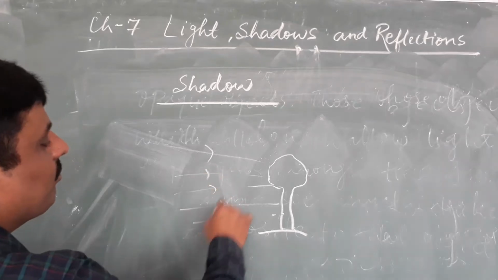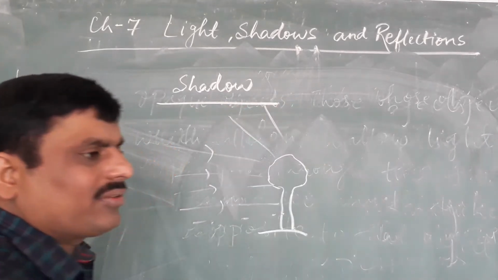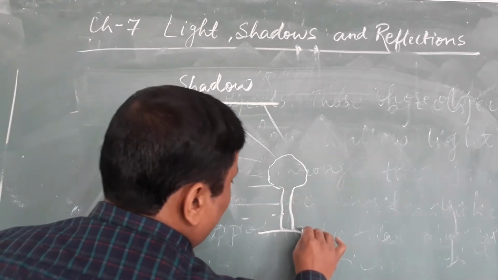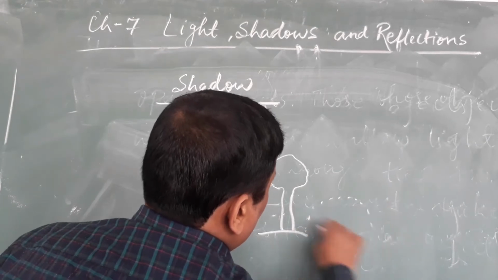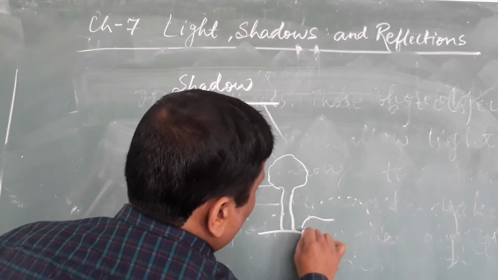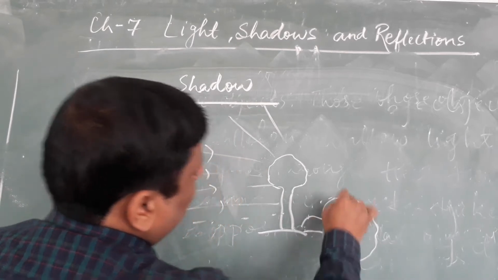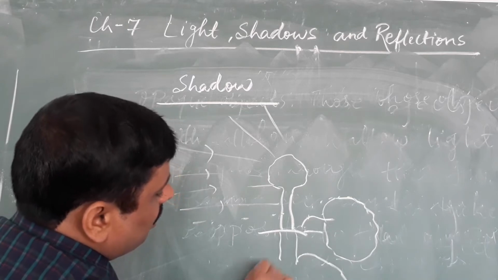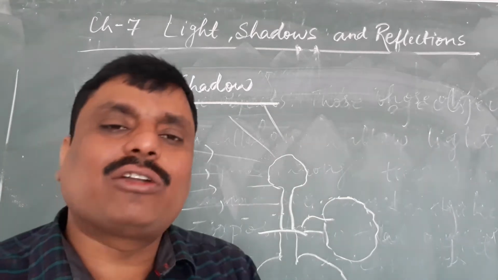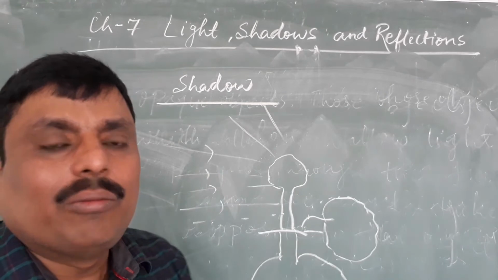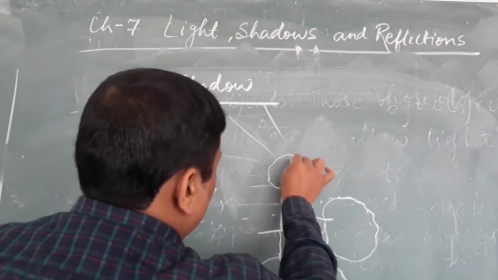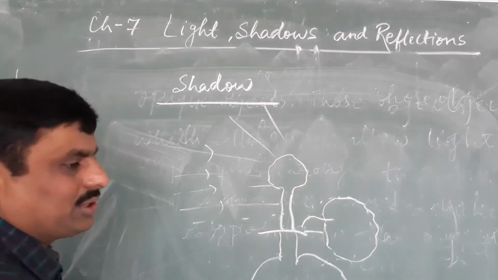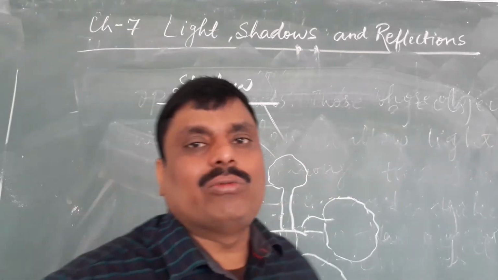Ray of light falling on the tree from all sides. Then some of the reason here, just opposite of that one, you will see here. If not here, then here, opposite of that one, a shadow will form, because this part of the tree blocks the light, then the other side the shadow will form.